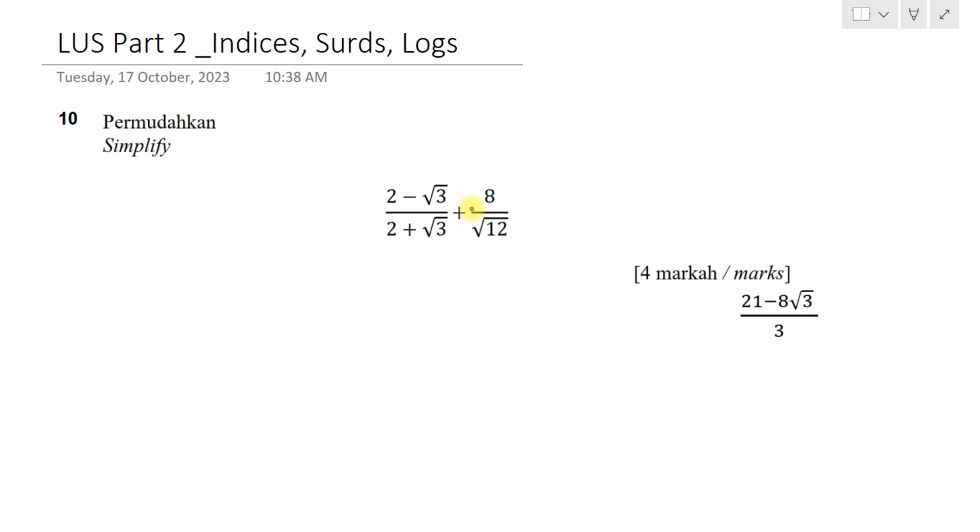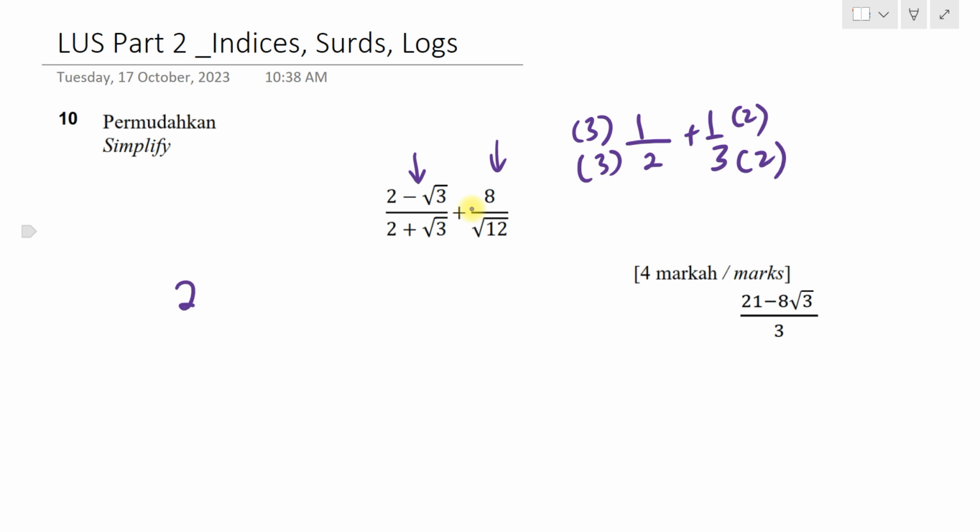Alright, let us start. Okay, this question is about surd. You are given a surd fraction plus another fraction, so you must make sure the denominator is the same. That should be your primary step. So as you learn in primary, 1 over 2 plus 1 over 3, how do we do this? We multiply 3 and 3 on top, multiply 2 and 2 on top, and then once the denominator becomes the same, we do the addition.